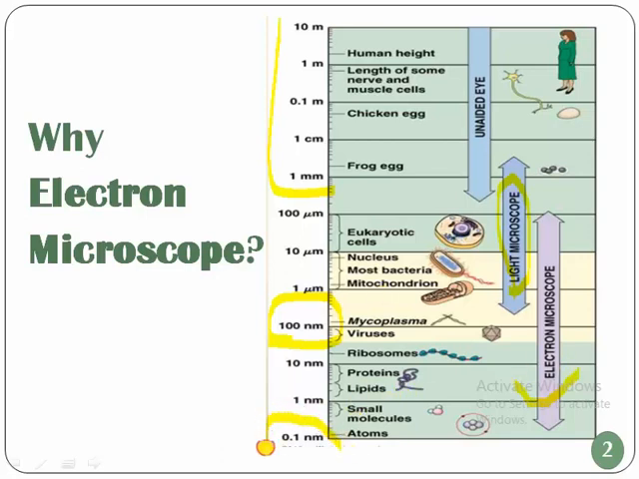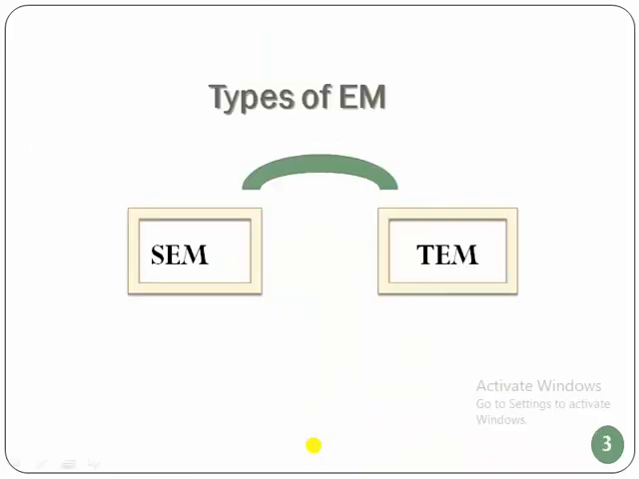It will help to measure till 0.1 nanometer. So this is the limit of electron microscope. Means it has practically no limit. That's why we require electron microscope. Now there are two types of electron microscope. First is SEM, you can say scanning electron microscope, and second is TEM, means transmission electron microscope.